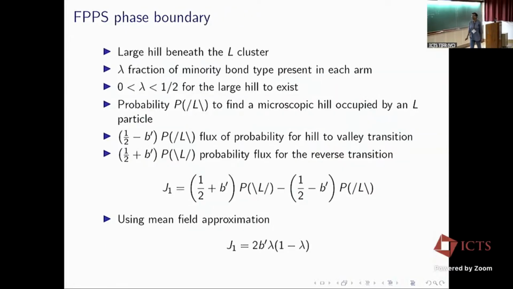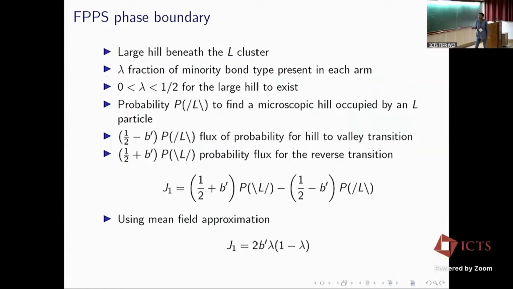So next I wanted to calculate the phase boundary of this FPPS phase. So we had seen that there is a large hill, and let lambda be the fraction of the minority bond type present in each arm. So in the rising arm of the hill, it is mostly upslope, but I assume there is a small density lambda, which is density of downslope bonds. So clearly lambda should be less than half for the hill to exist.